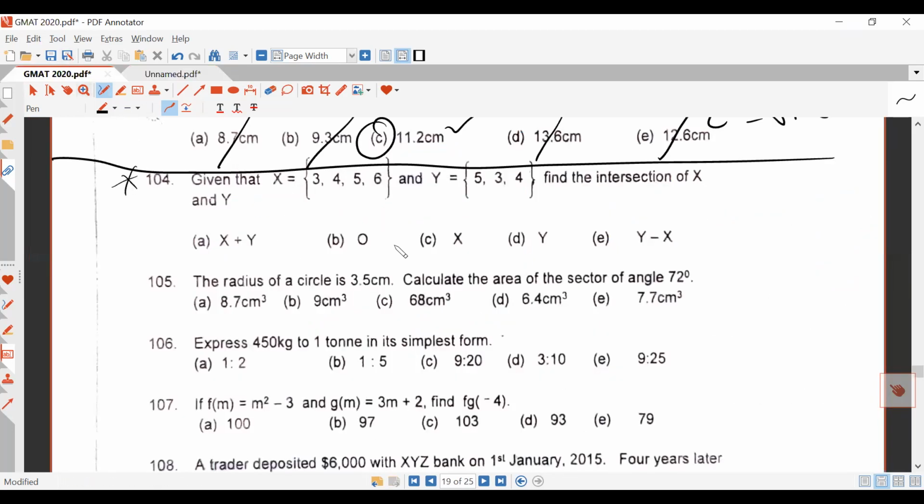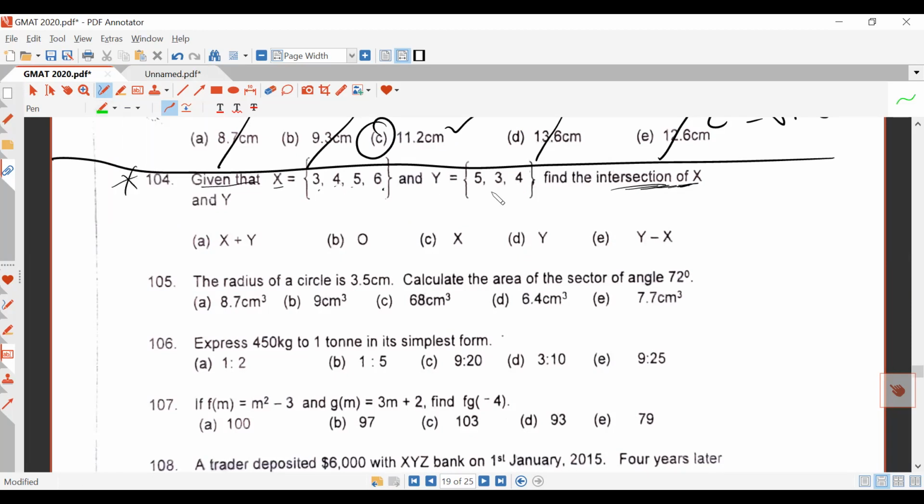Now, let's go to this question here. We've been given that x is equal to 3, 4, 5, 6, and then y is equal to 5, 3, 4. Find the intersection of x and y. Well, the intersection means something that is common.